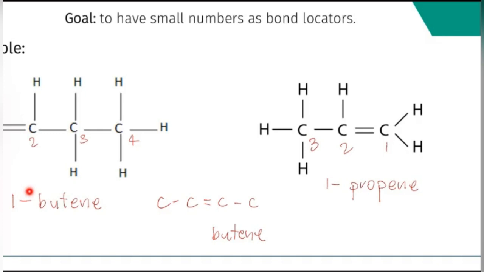Since this is a symmetrical structure, we can start anywhere, from right to left or left to right. So we will now number: 1, 2, 3, 4. The double bond is between carbon 3 and carbon 2. So which one is smaller? You will choose 2 as the smaller value. So you will write that as 2-butene, the name of this structure. Again, the goal is to have small numbers as bond locators.